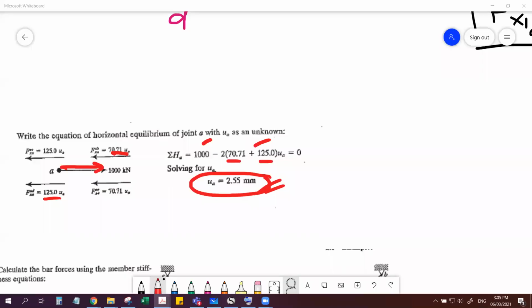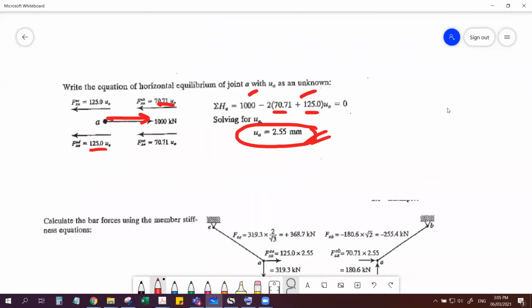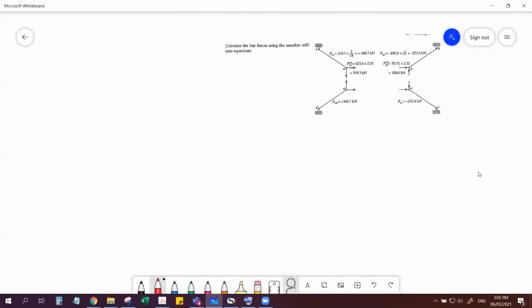Where's the other problem? There's still one more problem. Zoom out, zoom out.